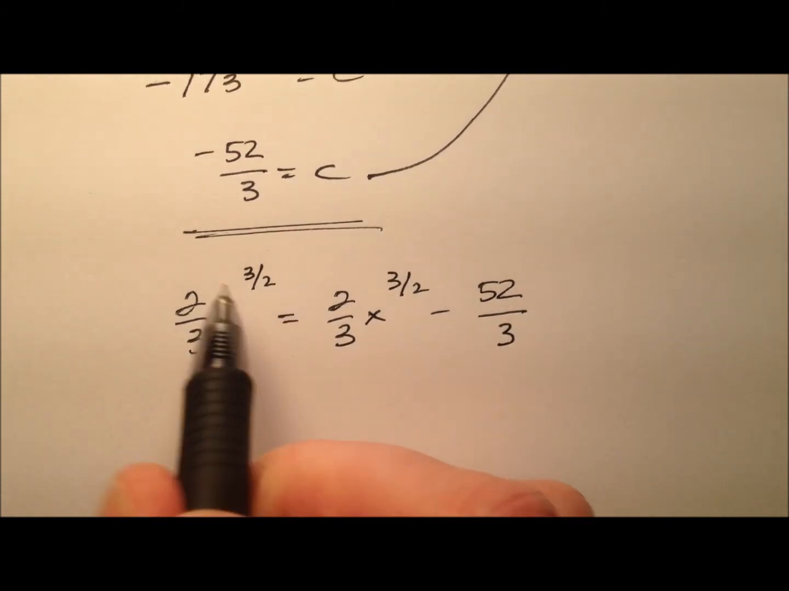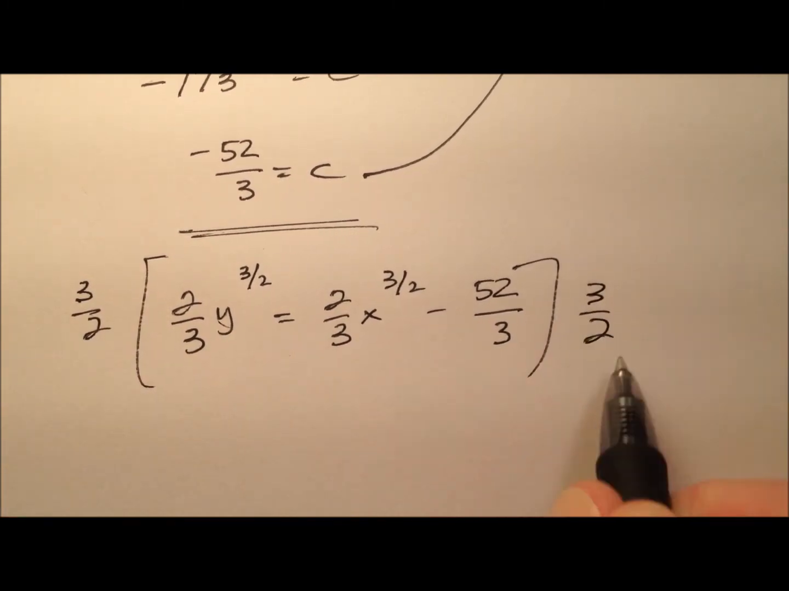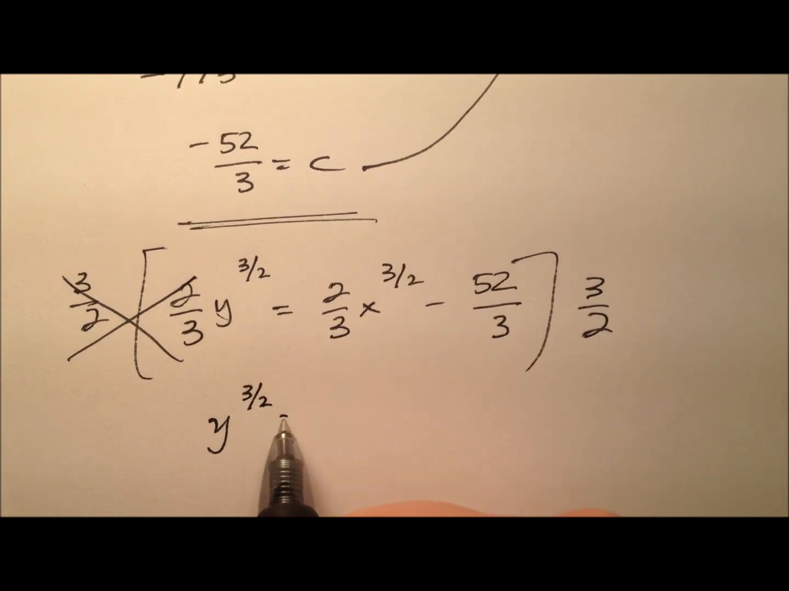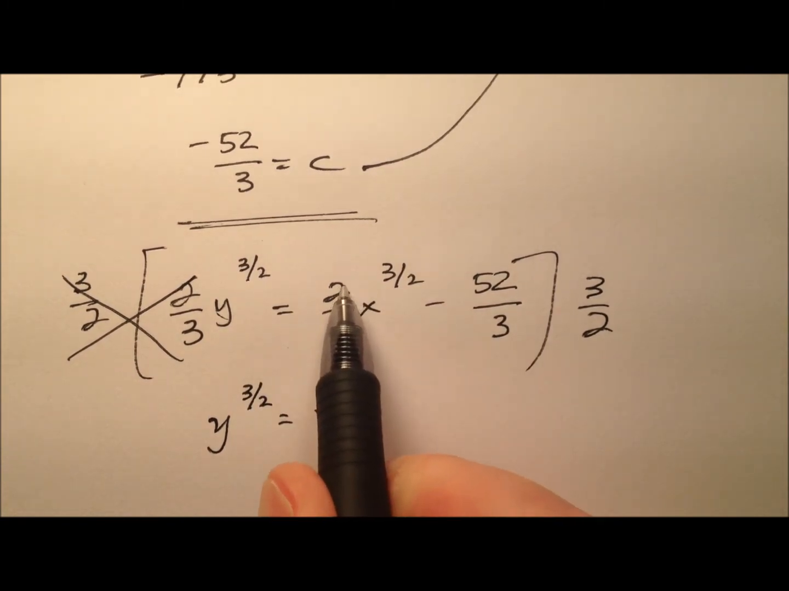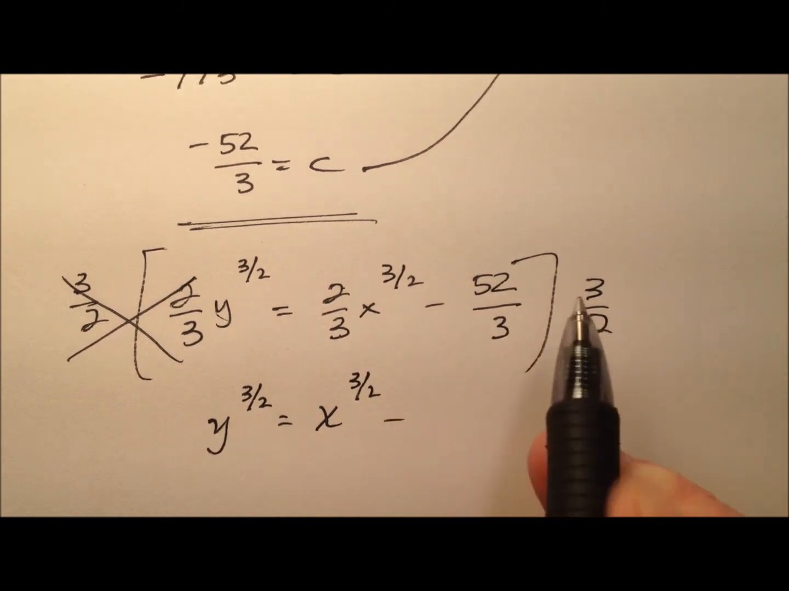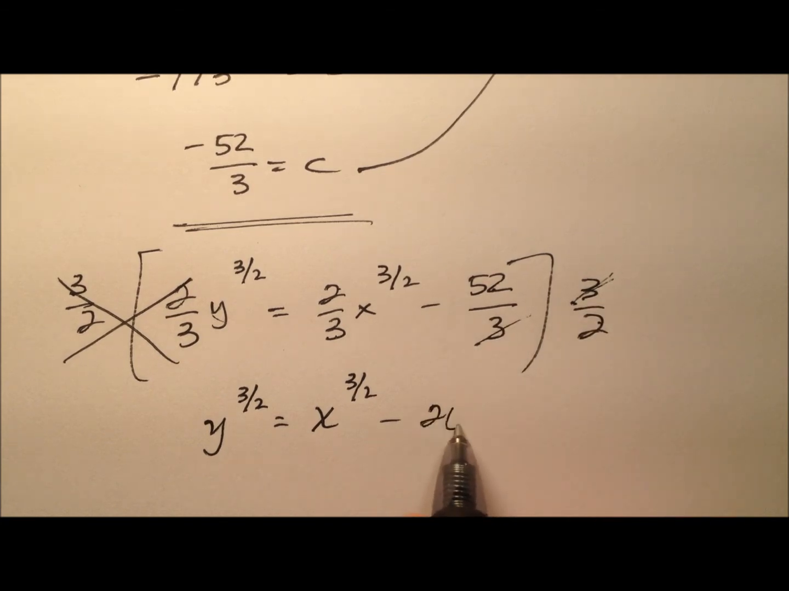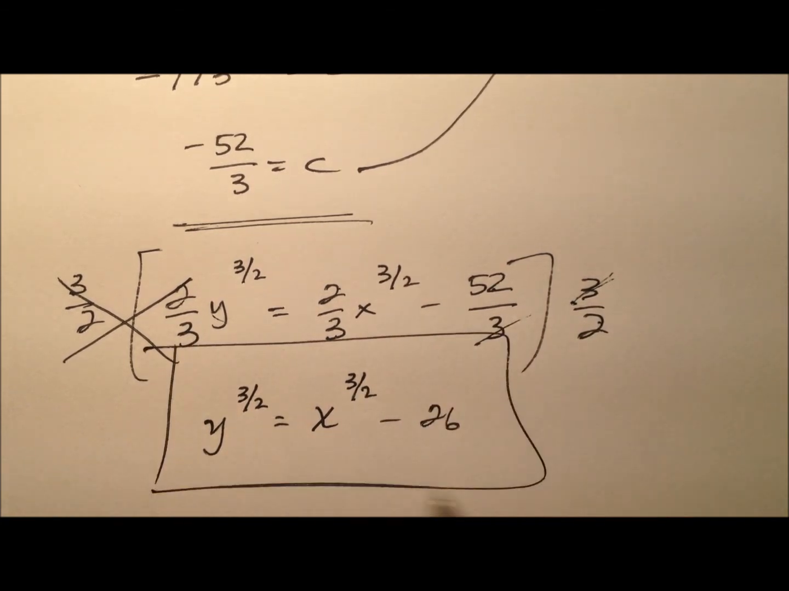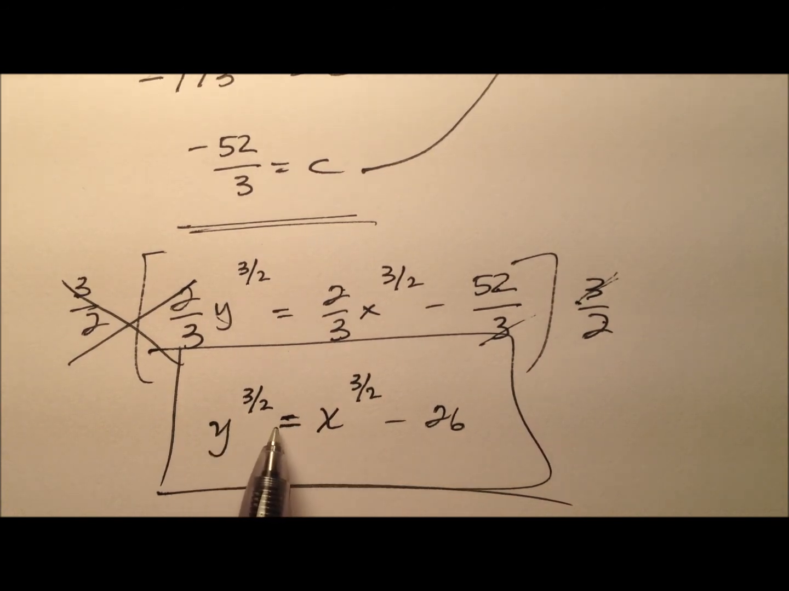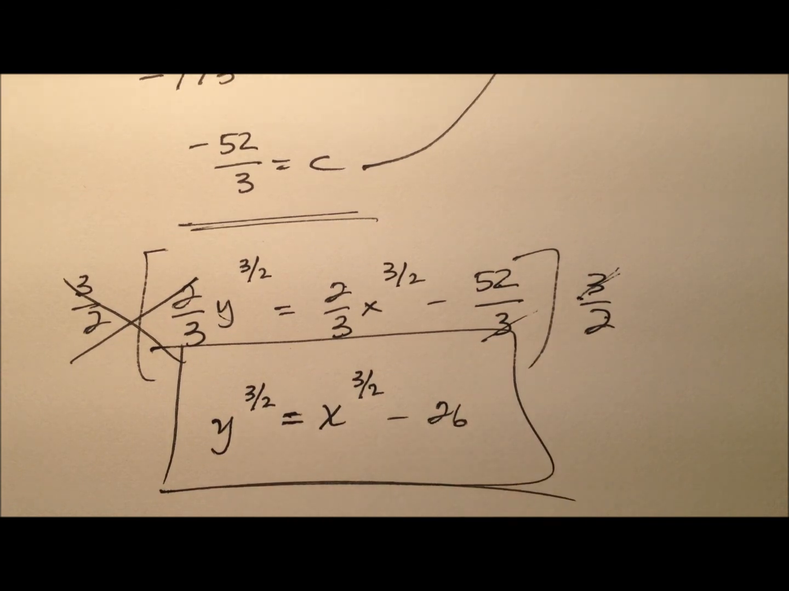And then to kind of work at getting this y by itself, we could multiply everything by 3/2. So this y to the 3/2 will be all by itself. And then, let's see, the 3/2 of the 2/3 will make the x also by itself. And then here, the 3's will cancel, and then 52 divided by 2 is 26. So here would be our solution. If we're not worried about getting it in explicit form, so solving for y and getting it by itself, this looks like a great solution to me.